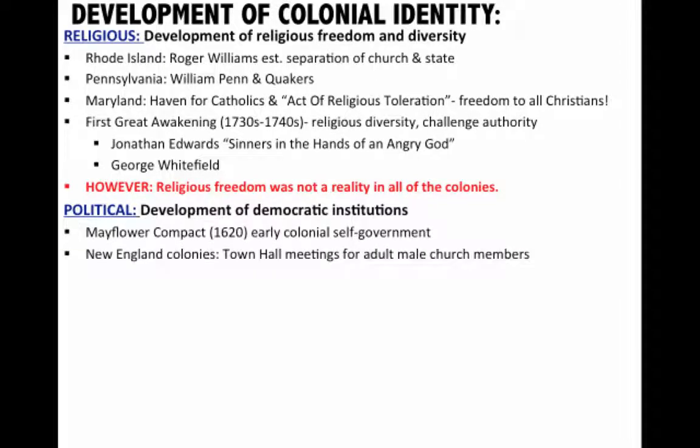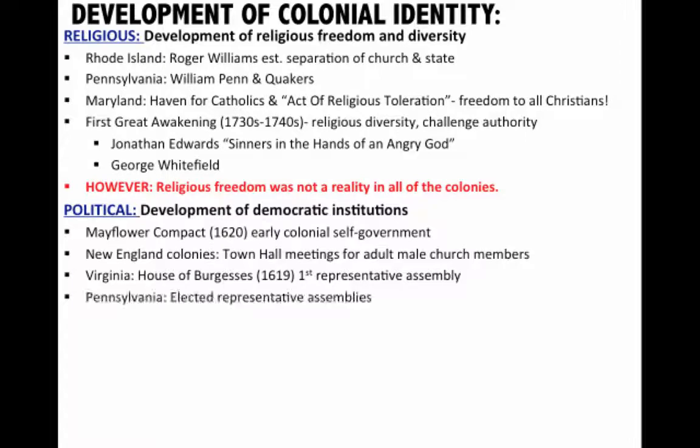In the New England colonies, I mentioned it already, but the town hall meetings give a great degree of political power to adult male church members. In Virginia, in 1619, you have the House of Burgesses, which is the first representative assembly in North America. Of course, this is dominated by wealthy planters, but once again, it is the development of democratic institutions. Pennsylvania, once again, elected representative assemblies. Most of the colonies had trial by jury, and the impact of Enlightenment ideas.